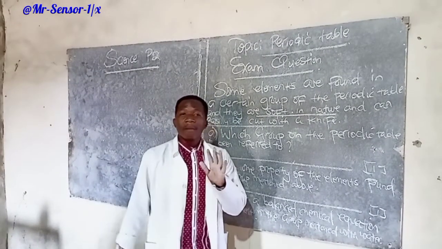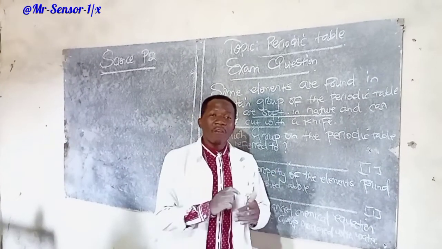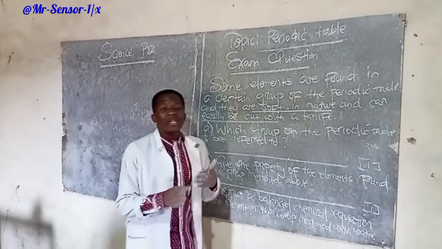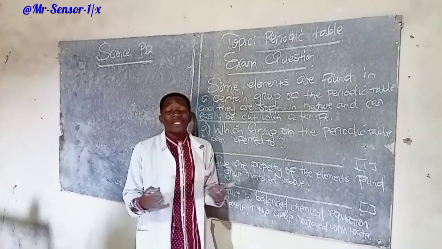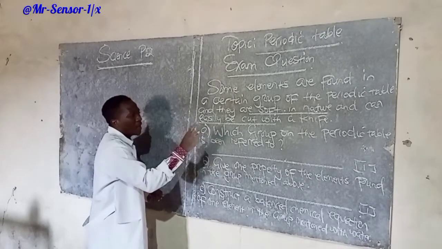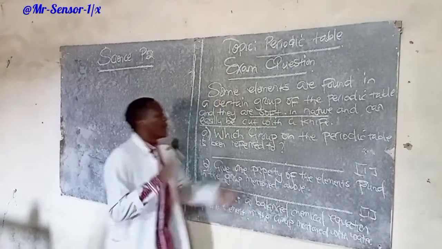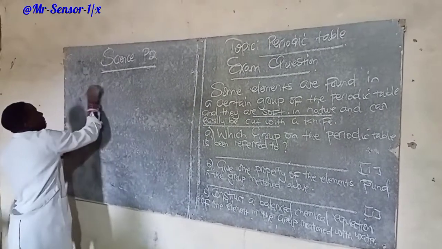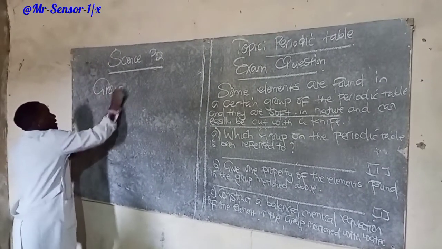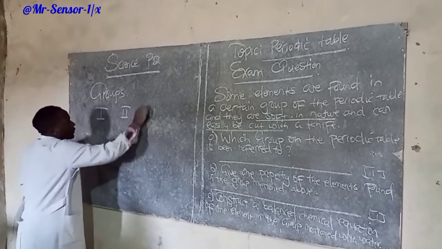We have so many groups on the periodic table, but from 1 up to 8. Then we're going to have the concept that each group is going to develop its own characteristics as well as properties. So A. Which group on the periodic table is being referred to? Let's say we have group 1, we have group 2, then we have group 3.